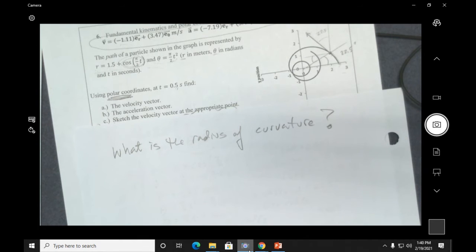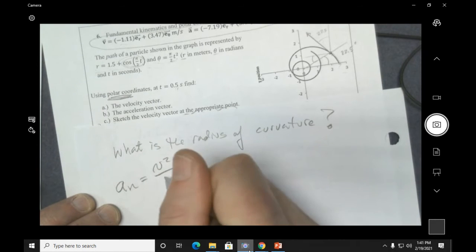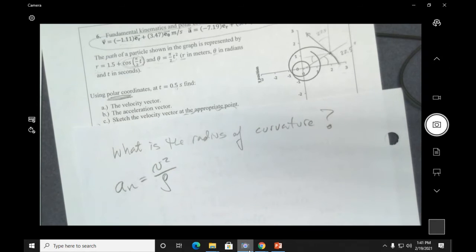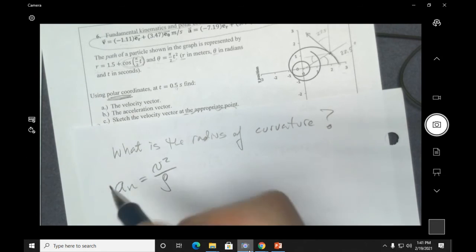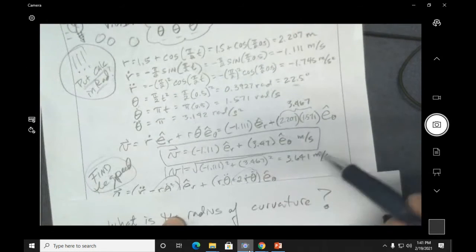How would we do that? Well, what we'd want to try to do is find that. So I calculated what the speed was. That was down here.